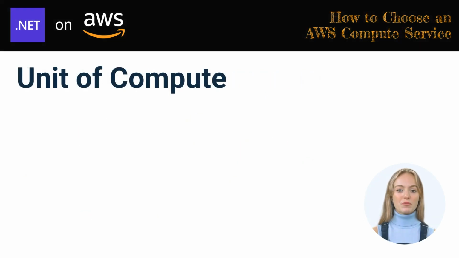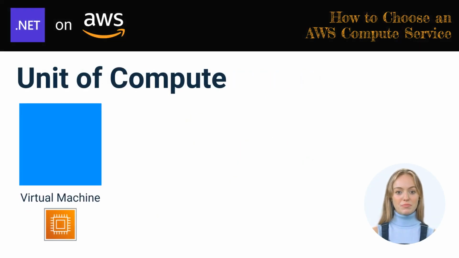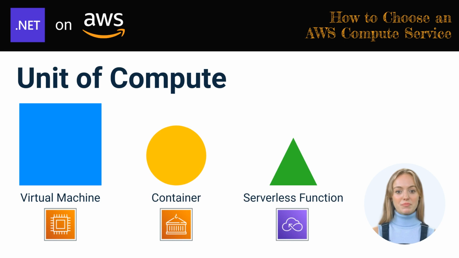You can choose between 3 units of compute: virtual machines, containers, or serverless functions. Choose the one you're most comfortable with. Virtual machines are digital copies of physical servers. Containers are smaller, portable application packages. Serverless functions are code that runs and scales automatically in response to events.